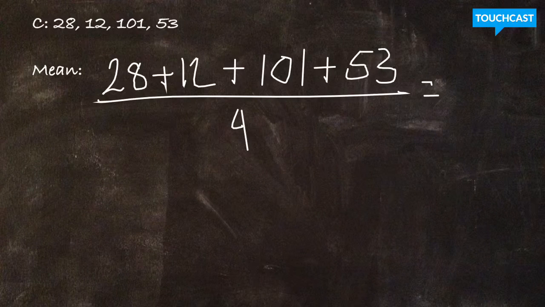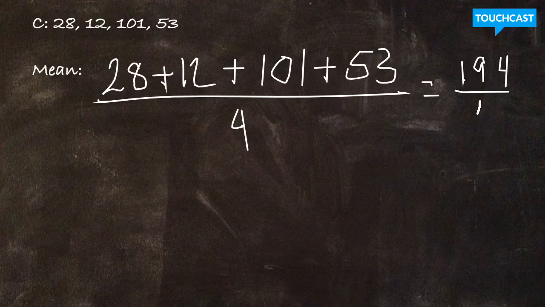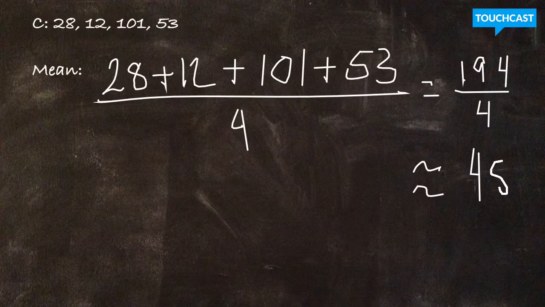Now if we find the sum of the numerator, that is 194 divided by 4, which is exactly 48 and a half, or 48.5. So our mean is 48.5.